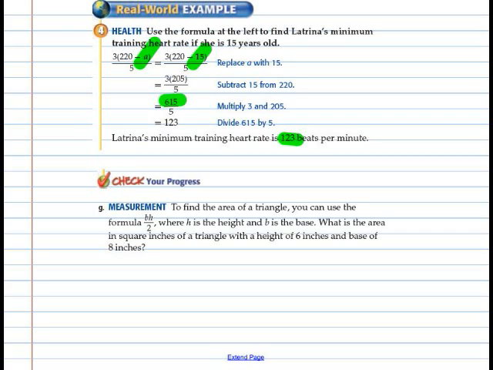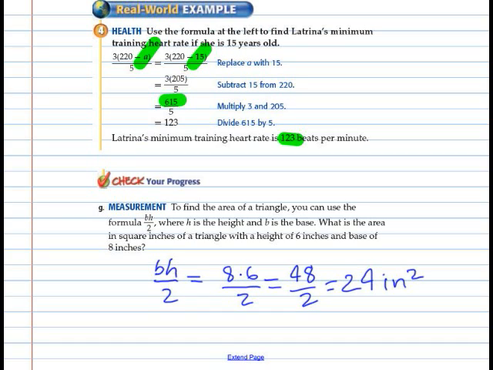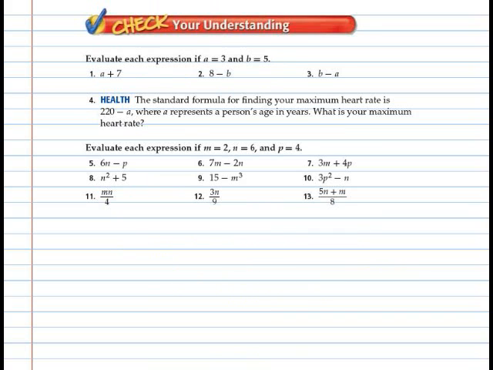To find the area of a triangle, in the check your progress example, you can use the formula b times h divided by 2, where h is the height and b is the base. What is the area in square inches of a triangle with a height of 6 inches and a base of 8 inches? So b times h divided by 2 becomes, the base is 8, the height is 6, divided by 2 becomes 48 divided by 2, which is 24 square inches. Remembering that area is always in square inches.